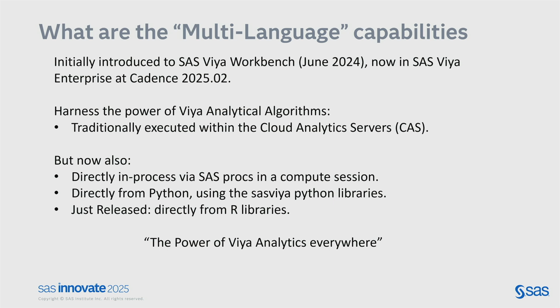What I mean by those multi-language capabilities is that traditionally you've been able to use the VIA analytics by executing them in a cloud analytics server, in a CAS server. But when we release these new capabilities in Workbench and now in Enterprise, this allows you to do a couple more things. It allows you to take those VIA analytics and execute them in a variety of additional ways. Namely, it allows you to directly in process run it via SAS procs in a compute session. So without having to use a CAS server, you're able to directly run those VIA analytics.